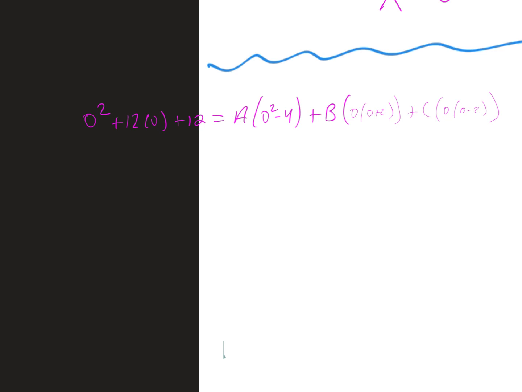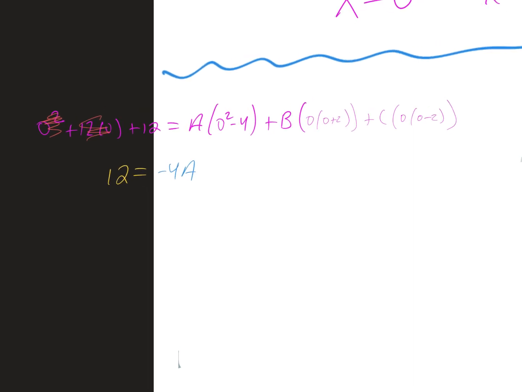Okay, so if we evaluate, what's 0 squared? 0. And then what's 12 times 0? 0. So what am I left with on the left-hand side? 12. Okay, equals. What is 0 squared minus 4? So I have negative 4a, right? And what happens when I add 0 plus 2 and times it by 0? It cancels. What happens when I subtract 0 minus 2 and times it by 0? It cancels. So divide both sides by negative 4. And what is your a value, guys? What is it? Negative 3. Perfect.